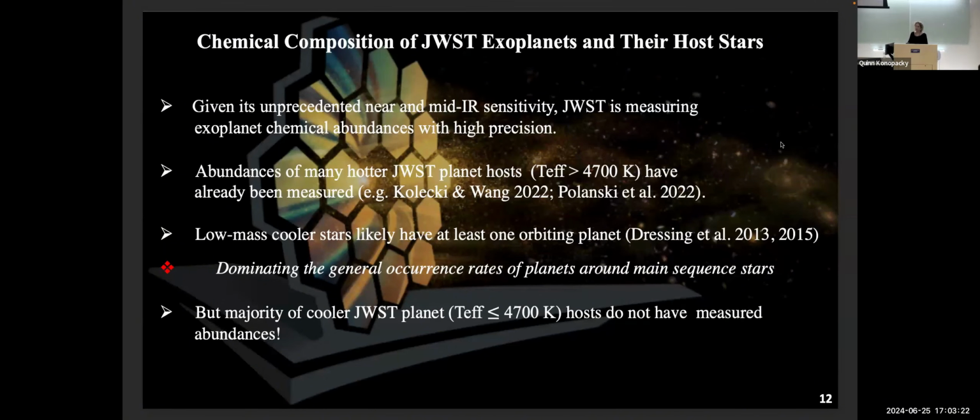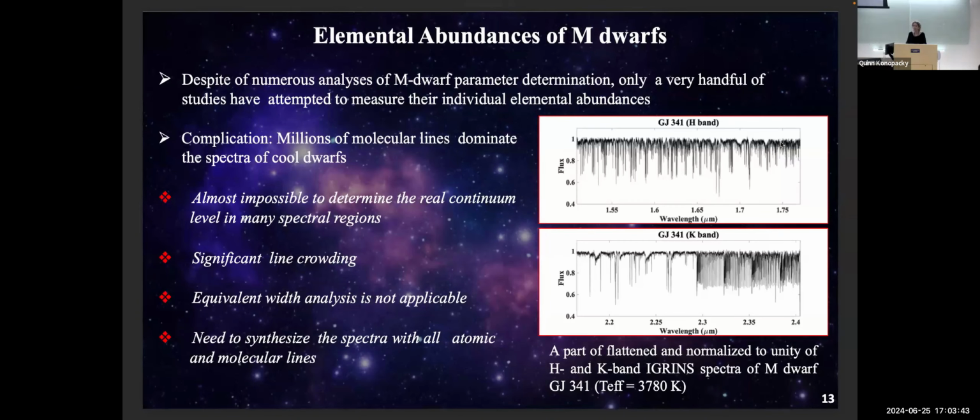Overall, JWST is observing exoplanets with high accuracy, but unfortunately, the majority of cooler JWST host stars do not have measured abundances to better characterize their exoplanets. So as all these studies show, we urgently need to measure the abundances of M dwarfs or cooler stars.